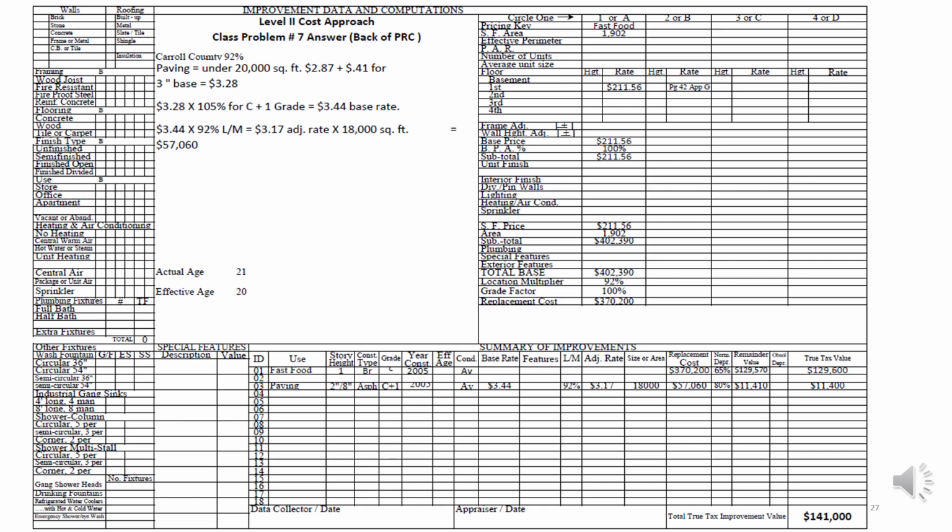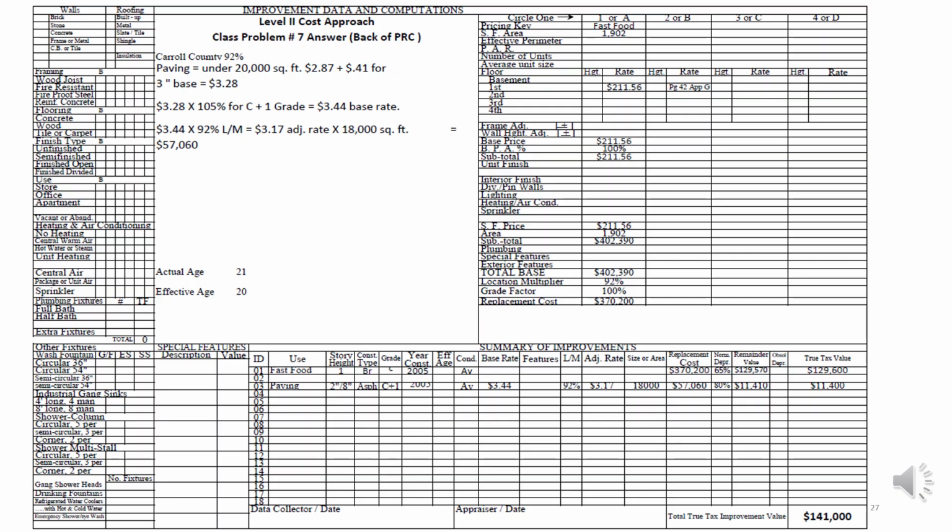So now that we have a replacement cost, we need to determine our normal depreciation. We're going to go to Appendix F, and remember we need to convert our actual age to our effective age. So Appendix F, page 21. We are going to go down to our actual age of 21. We are going to go over to our condition of average, and we should find an effective age of 20. Now we're going to go to page 33 because this is a fast food restaurant. Fast food restaurants are going to have their own depreciation table because they are special use commercial property. So on page 33, we're going to go down to our effective age of 20 and go over, and you're going to see a normal depreciation of 65%.